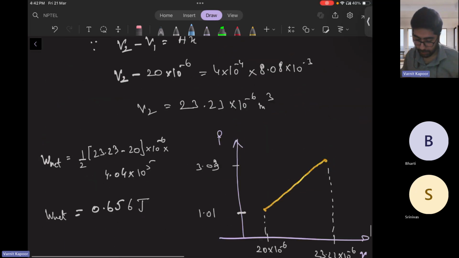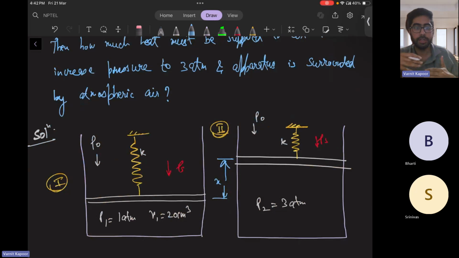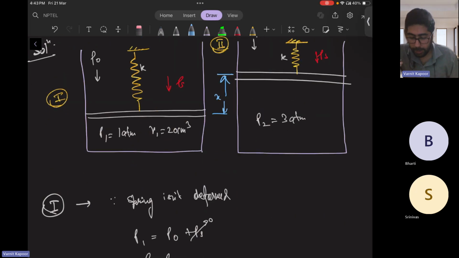So I'll explain once again in one go. There is a spring piston cylinder arrangement connected to the spring. Initial pressure is 1 atmosphere, initial volume is 20 centimeter cube. You know what is ambient pressure, and there is some spring pressure eventually. Initially it is undeformed, so spring pressure will be 0. But if heat is applied to the system so that the pressure reaches 3 atmosphere, you need to find out the heat supplied to the system.